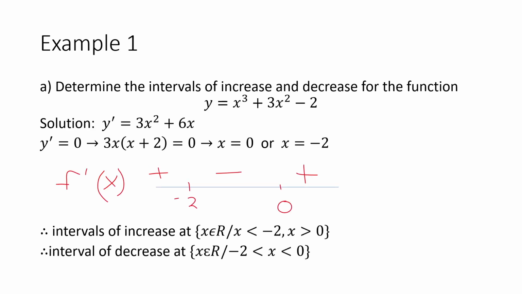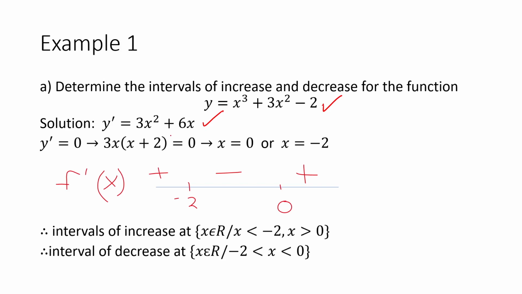So if I wanted to determine intervals of increase and decrease for a function given y equals x cubed plus 3x squared minus 2, first thing I would do is determine the derivative. Simple power rule job gives me y prime is 3x squared plus 6x. Now, I'd like to set that first derivative equal to 0 and solve for x.